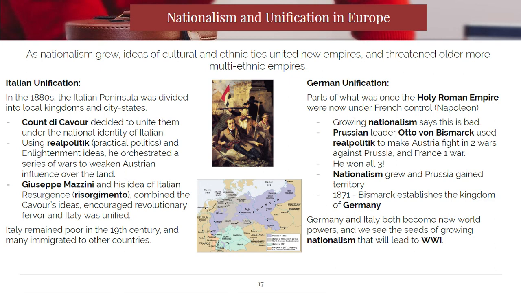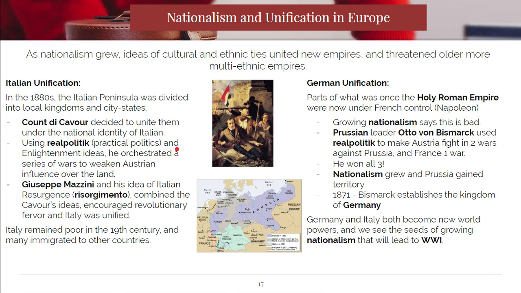there is a guy called the Count de Cavour. He is the prime minister to an Italian king in the north, the king of Piedmont-Sardinia, and he decides, look, if we're going to really be players on the world stage, we need to unite together. All right. And he uses this idea that is called realpolitik, or the idea of practical politics.